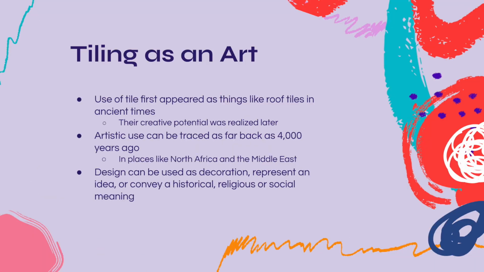So before we get too far into things, tiling first appeared in things like roof tiles in ancient times, but their creative potential was realized much later and can be traced as far back as 4,000 years ago, in places like North Africa and the Middle East. Designs of tiles can be used as decoration, represent an idea, or convey a historical, religious, or social meaning.